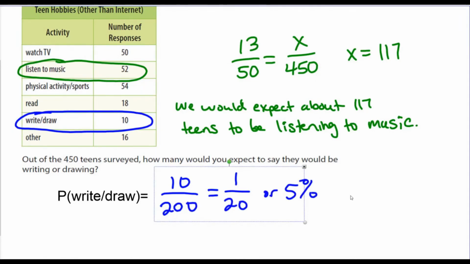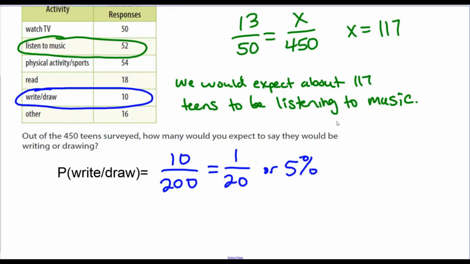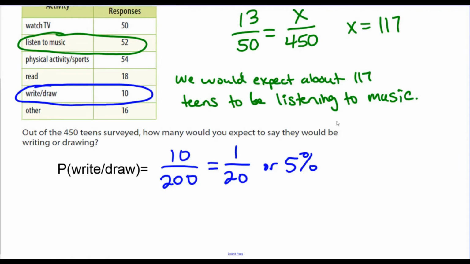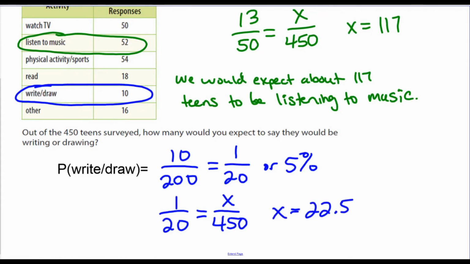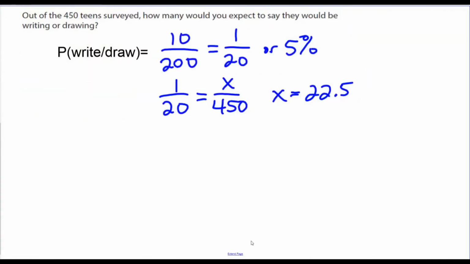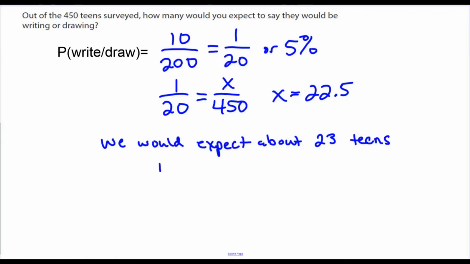So we would expect a 5% chance of teens writing or drawing if they weren't on the internet. So how many would that be out of 450 teens that were similar? So 1 out of every 20 would be how many out of 450? And again, if you solve this proportion, you get 22.5. So since we can't have a half of a teen, that would be weird, we would expect about 23 teens, we'll round up, to be writing or drawing.